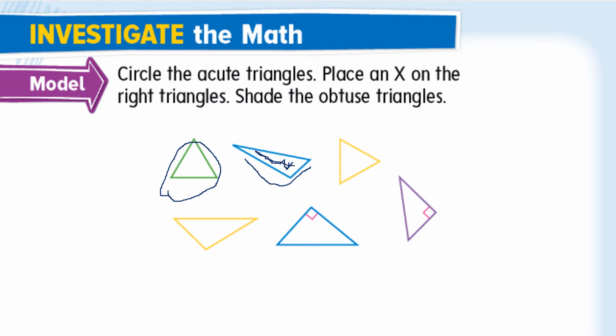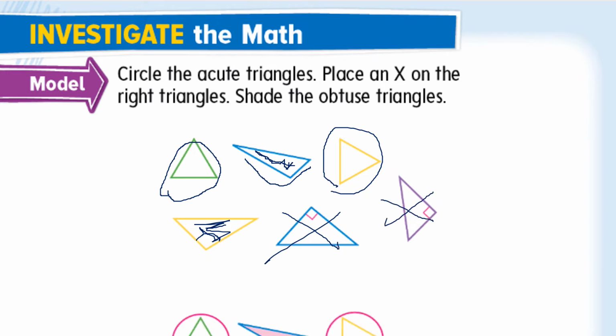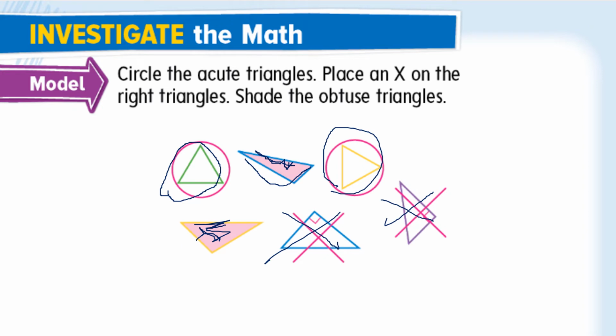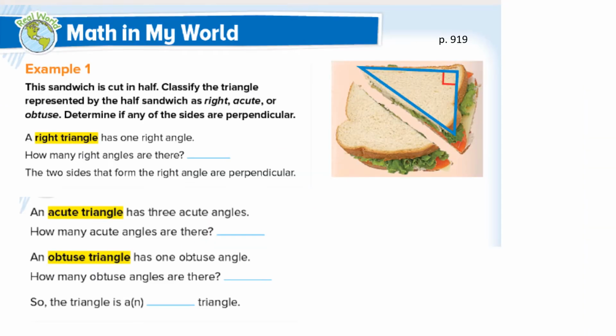Oh, goodness, Mrs. Wilson. This one looks like another acute. This looks like obtuse again, so I'll try to shade it in. This definitely is a right triangle, and so is this. It's so easy. They give us the corner. So let's see if we did okay. Yeah, we did. Good job. So now would you turn to page 919, and we'll get started with example 1.